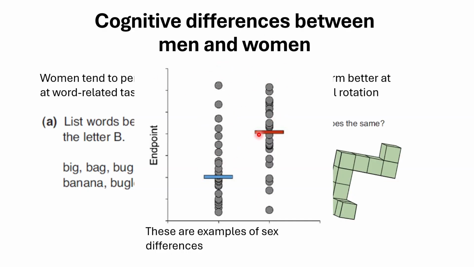Yet it could still be a statistical difference. So this individual is higher than the entire distribution here, yet there's still a statistical difference. And then you can find some men who are just terrible at this task, and they fall well below the average of the other group.